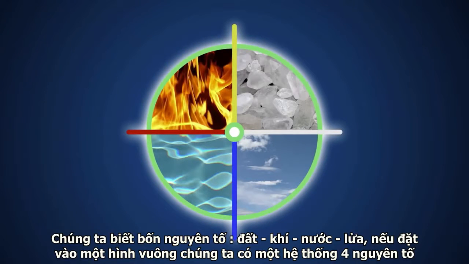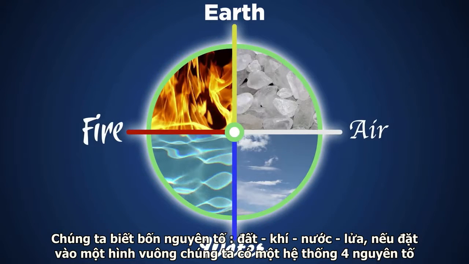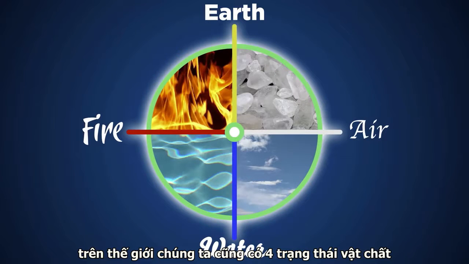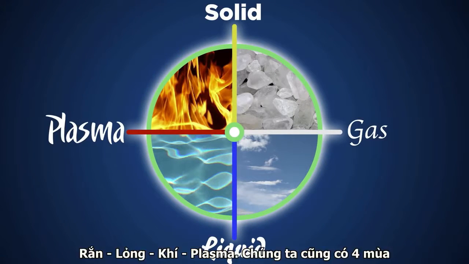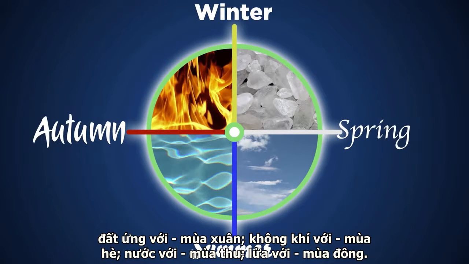We know the four elements: earth, air, water, and fire. It's the geometry of a square. We have this prevalent system of four all over our world. We have four states of matter: solid, liquid, gas, and plasma. We have four seasons: winter is earth, spring is air, summer is water, and autumn is fire.